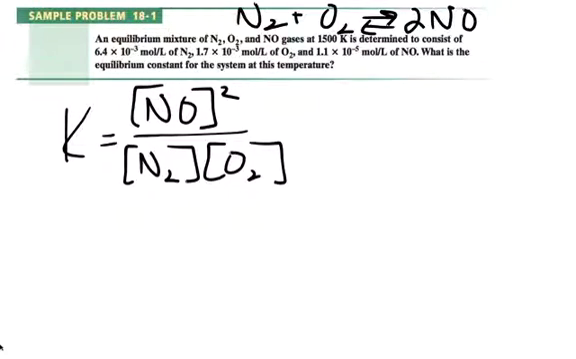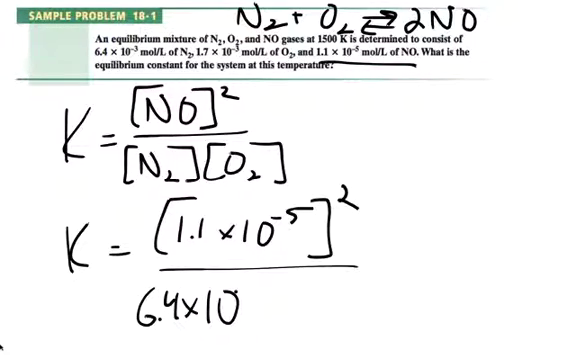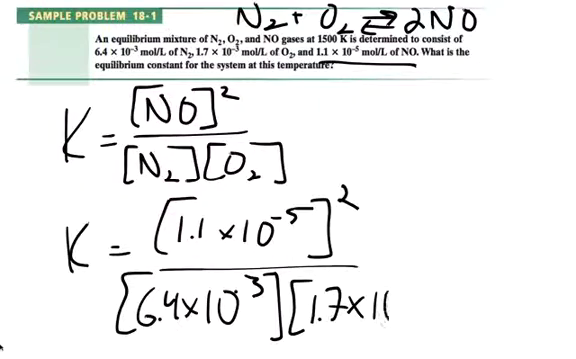Okay, so again we have the expression written based upon the balanced equation. Now for this one it's pretty easy. We can just plug the numbers in. I have 1.1 times 10 to the negative fifth. That value has to be squared because that's our nitrogen monoxide value, all divided by the 6.4 times 10 to the negative third, and that multiplied by 1.7 times 10 to the negative third.